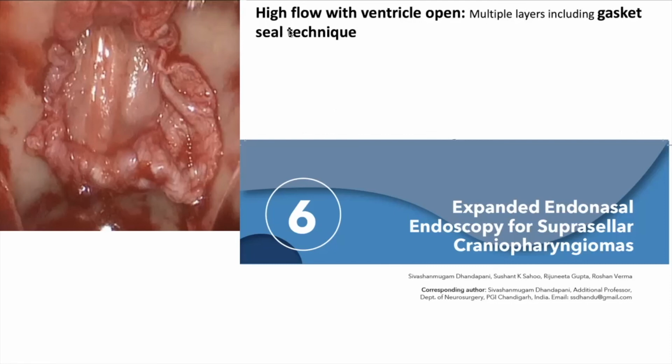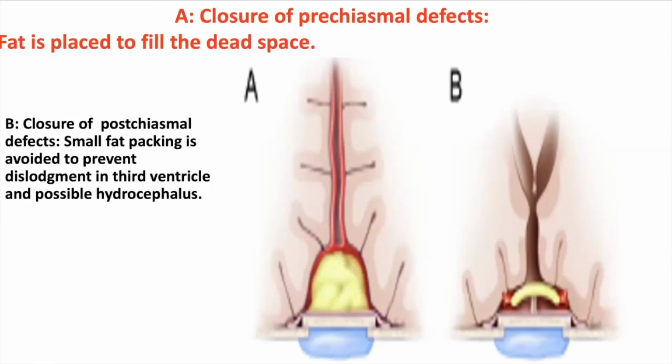When there's a high flow leak, and especially when the ventricle has been opened, then you should use a multi-layer technique, including the gasket seal technique. In that, the bone piece is put inside and it works like a gasket. For detail, you can refer to chapter 6 in my book, The Neuroendoscopic Surgery, a Comprehensive Approach.